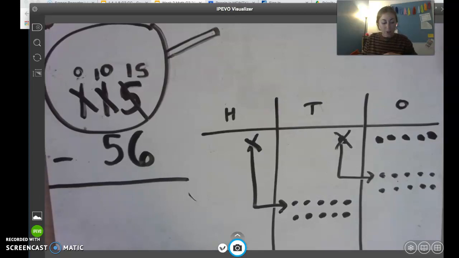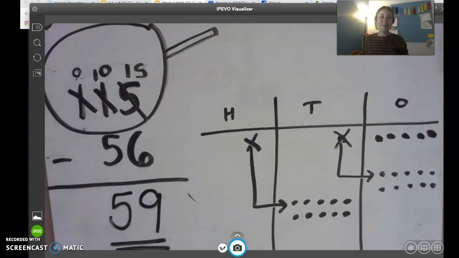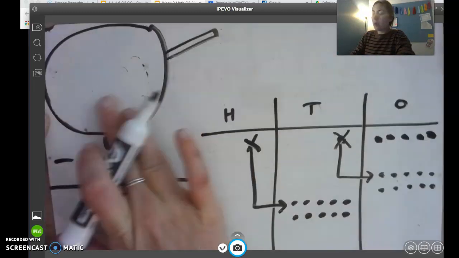Nice job. You should have said 59. Good job, guys. This is a little bit tricky, but not for you. So on your Nearpod, you're going to keep doing problems like this. So this is what your whiteboard should look like.